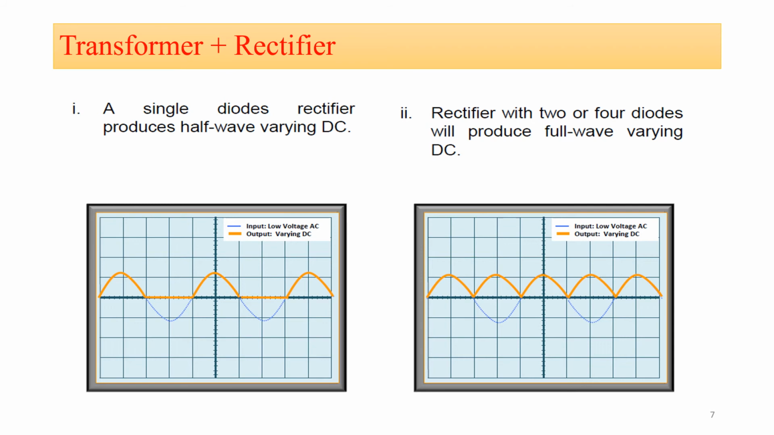Now let's see the waveform of the transformer plus rectifier. The first waveform indicates the output of your half wave rectifier. Suppose in power supply designing you are using a half wave rectifier, then you will observe that for the first positive half cycle, your diode is in on state, but for the next negative half cycle, your diode is in off state. This is indicated by the orange waveform, and the blue waveform is the output of your transformer.